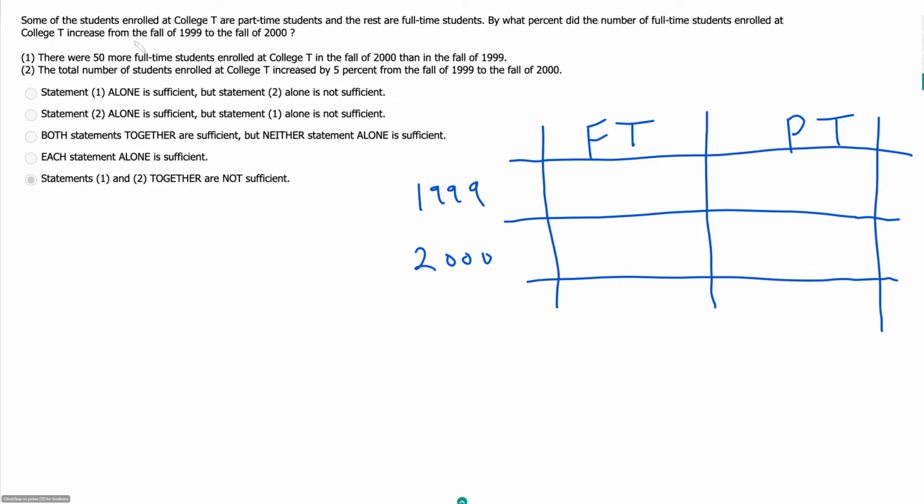They're asking for the percent increase from the fall of 1999 to the fall of 2000. Sorry, that's the percent increase in the full-time students only. So if we say our full-time students in 1999 was X and our full-time in 2000 was Y, well, percent change is just new minus old over old. So this would be Y minus X all over X is what we are looking for.